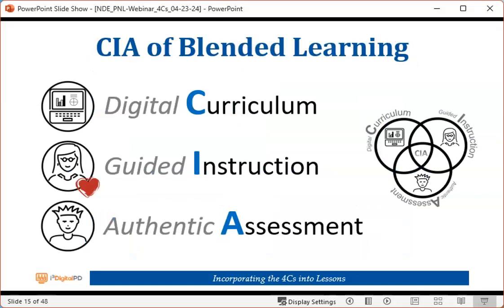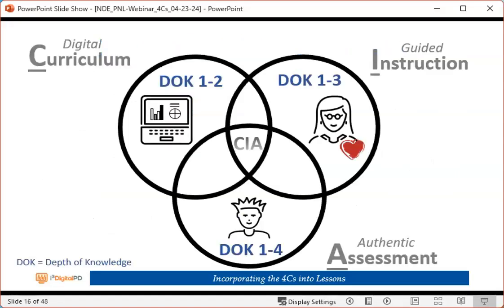So when I talk about the CIA, and I told you that, again, my book was called The CIA of Blended Learning, we're talking about using digital curriculum, guiding the instruction, and having authentic assessment in our classroom. And you can see the triple Venn diagram on the right. So what we're looking for, not every day, not every lesson, but over a week or maybe a course of study, you want to have a 1/3, 1/3, 1/3 balance so that we're hitting that middle target with a good balance between tech, teacher, and student. So again, here is that triple Venn diagram.